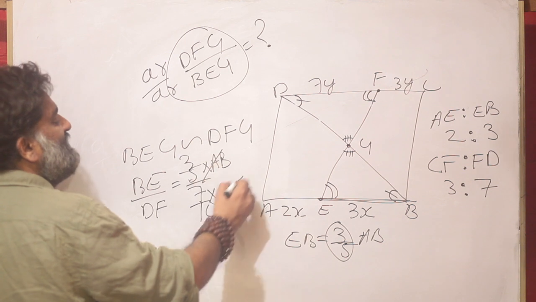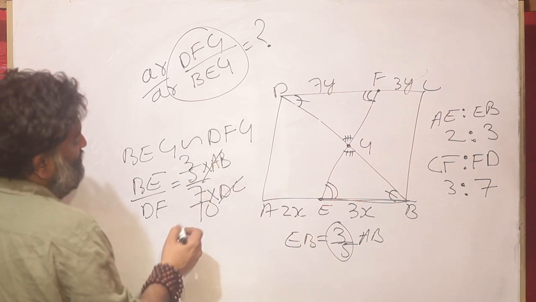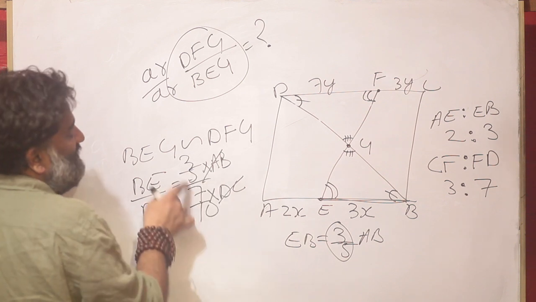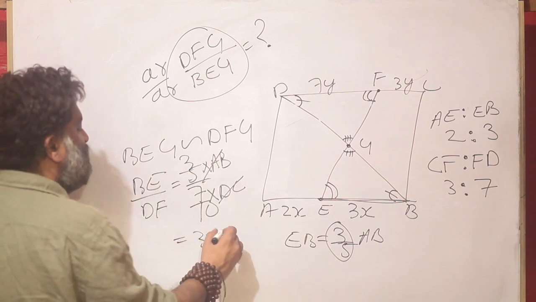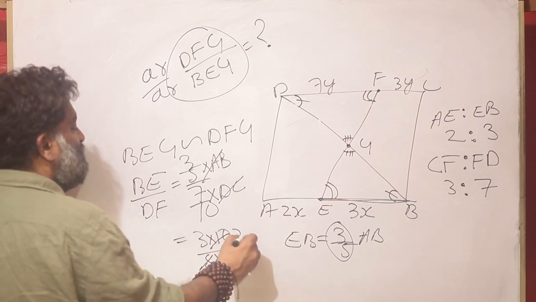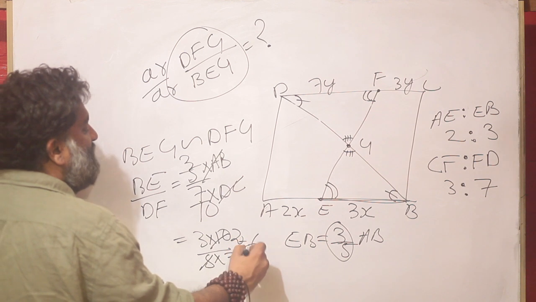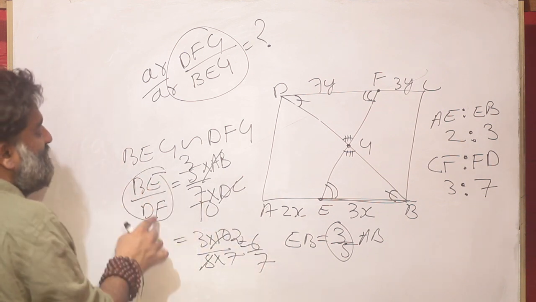And now you can cancel these two out. So 3 by 5 into 7 by 10. This will give you this, and this can be worked out. 3 by 5 upon 7 by 10 will give you 3 into 10 divided by 5 into 7. So 5 2s are 10. You will get 6 upon 7. So go back to your original story, BE upon DF.